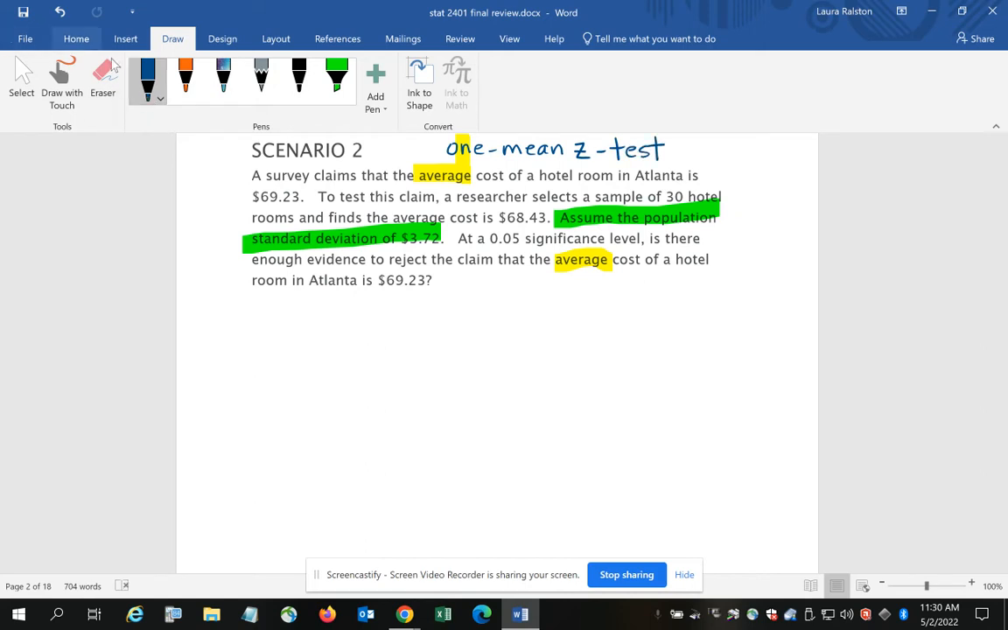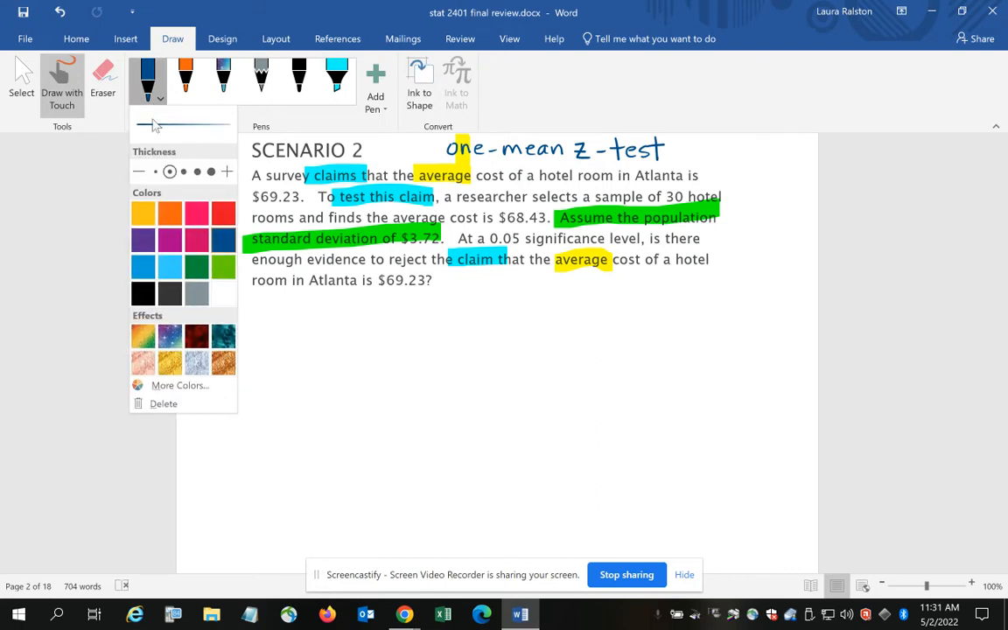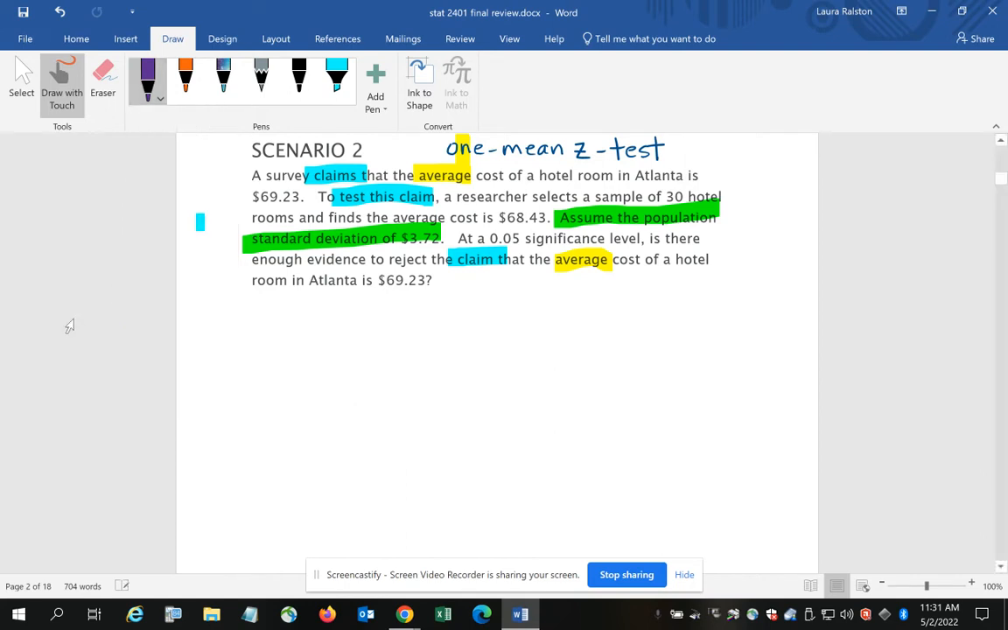It's a Z test because, again, throughout the problem, as you're reading it, it says claims, reject the claim, test the claim. Okay, so we're testing a claim, which requires us to conduct a hypothesis test. The first step in any hypothesis test is to state the null hypothesis and the alternative hypothesis. And again, your null hypothesis must always and forever contain equal.